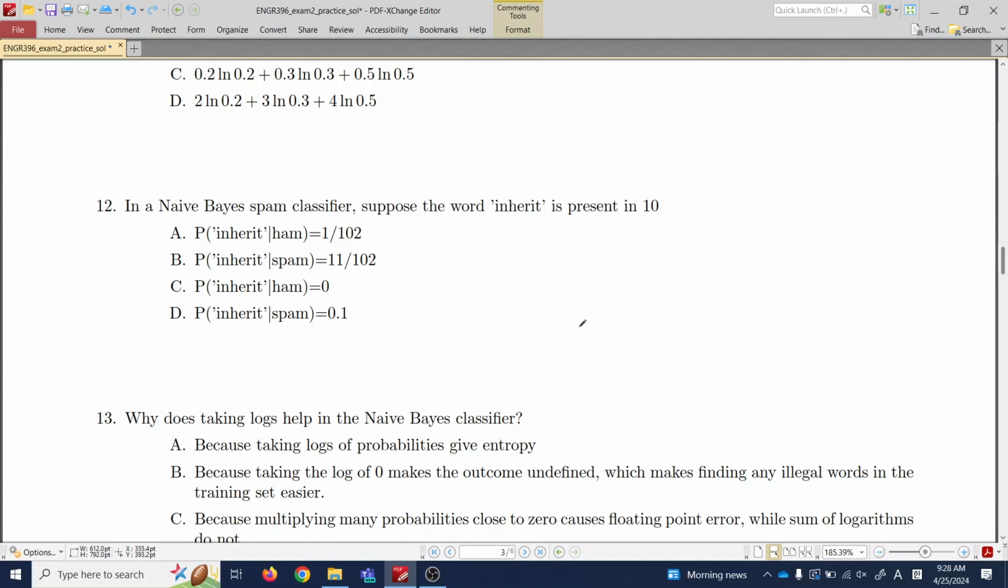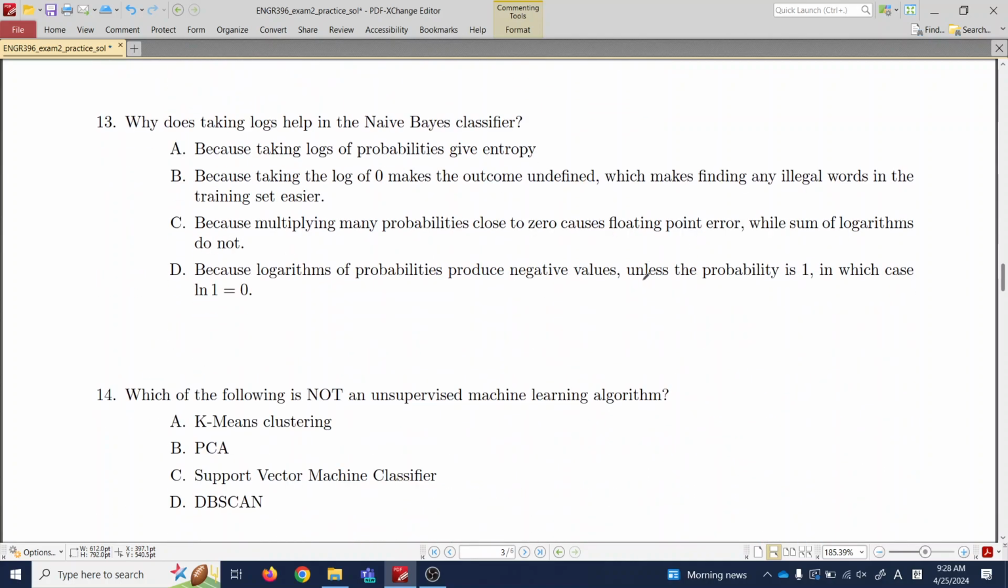Okay, 12, we have a typo. I forgot that some special characters in LaTeX are not rendered. I made this in LaTeX, and some special characters don't render, so there's a whole bunch of text that's gone. So let me skip 12 for now. I'll return to this on Tuesday. Okay. 13. Why does taking logs help in the naive Bayes classifier?